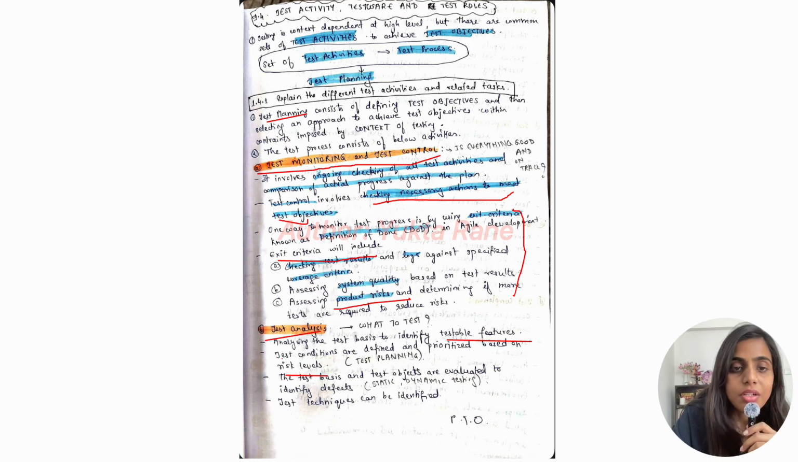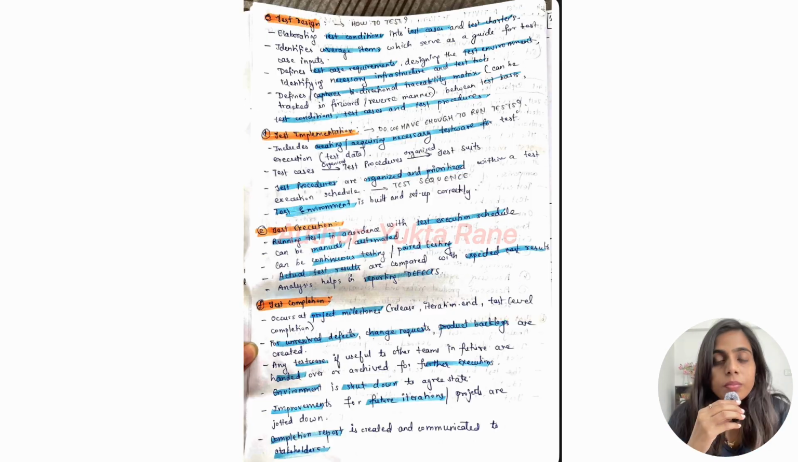This part we already saw in the principles of testing, that is, what to test exactly. You cannot test everything, right? Exhaustive testing is impossible. So in order to define what to test, you need to decide the test priority and risk levels. That is nothing but test planning. The test basis and test objects are evaluated to identify the defects. So static and dynamic analysis are done to identify the defects, and test techniques can be defined accordingly.